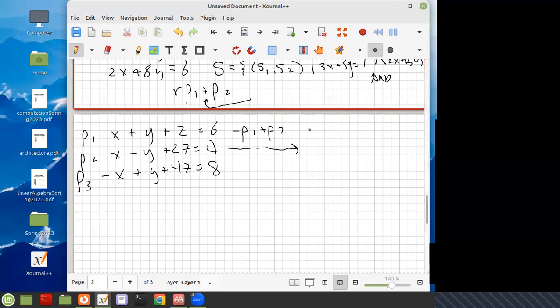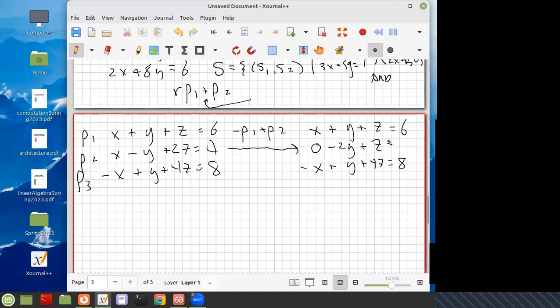So what I can do is copy the first row and the third row, because those don't get changed. But I do change the second row, and I can do it term by term. Minus x plus x is 0. Minus y plus minus y is minus 2y. And minus z plus 2z is z. And minus 6 plus 4 is minus 2, if I've done that correctly.